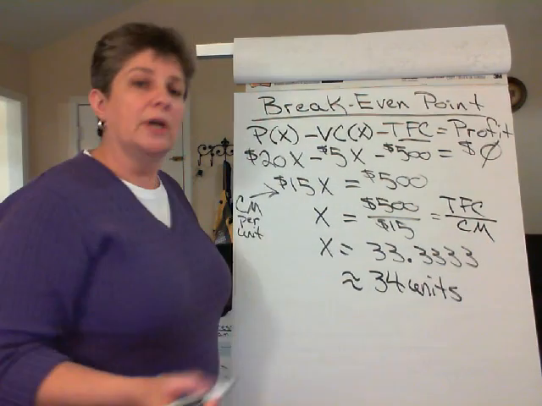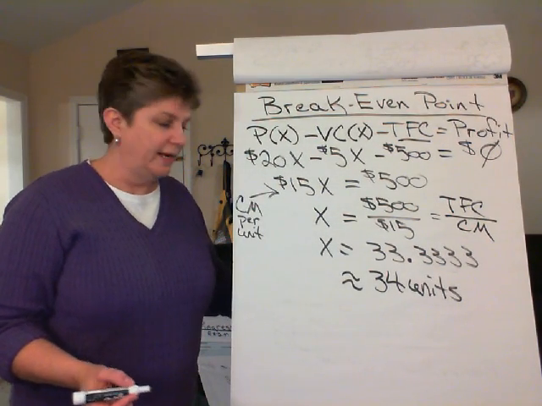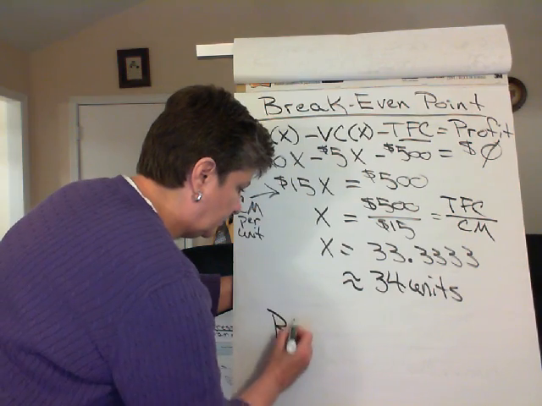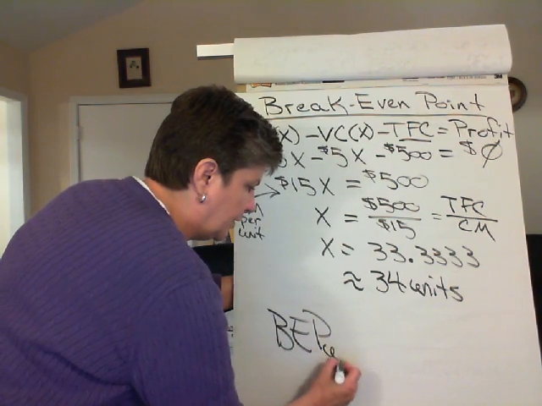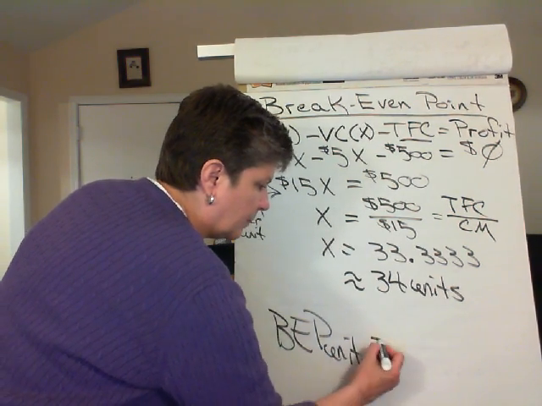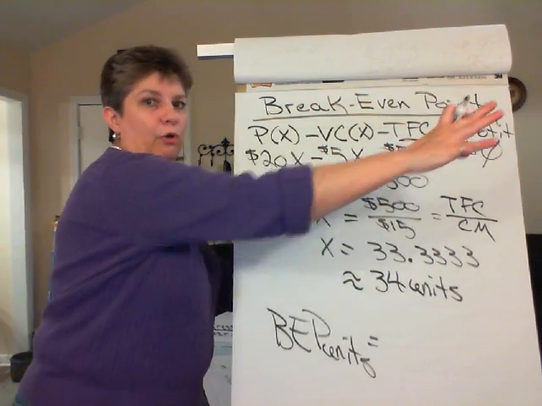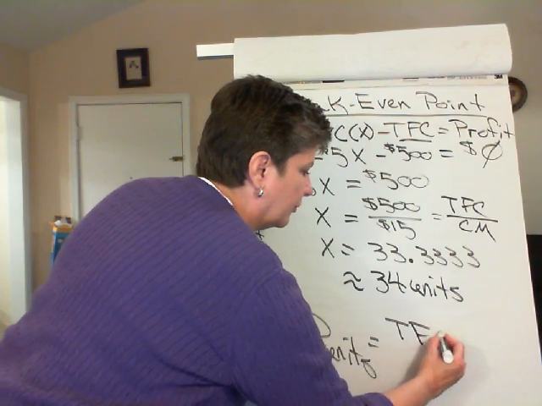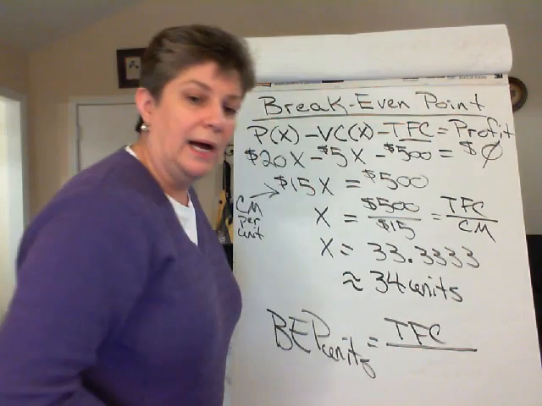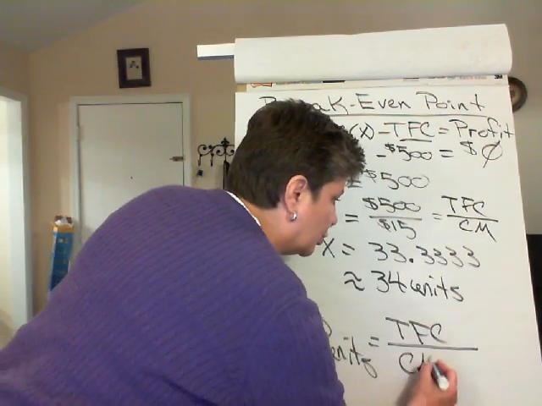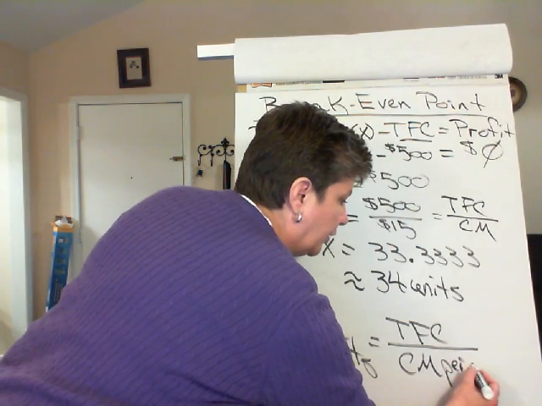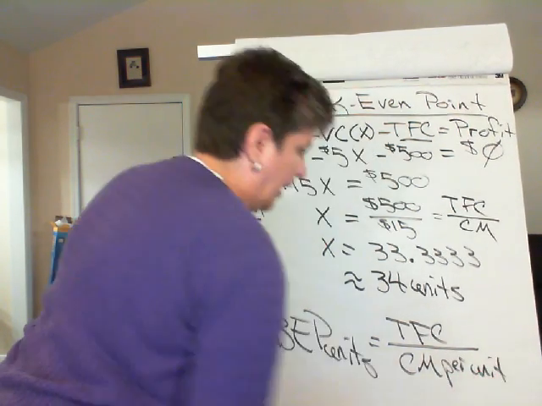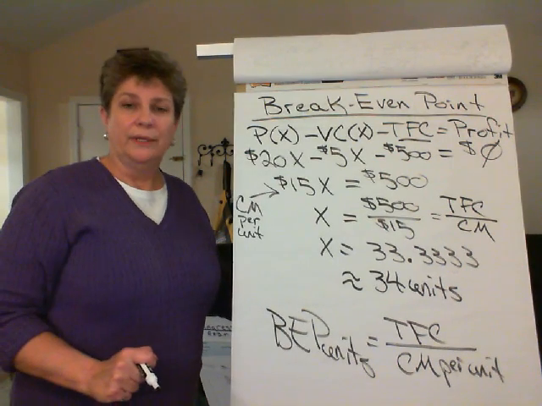So a shortcut to calculating break-even point in units, rather than doing this whole formula, is simply to take the total fixed costs and divide by the contribution margin per unit. And that will give us our break-even point in units.